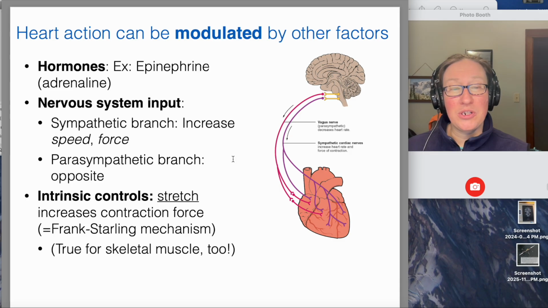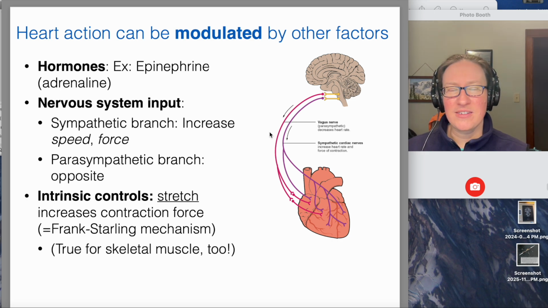There are also direct nervous system inputs to the heart, right? So you can just think, and if that changes sympathetic and parasympathetic inputs to your heart, that can change heart function as well. For example, the sympathetic branch of the nervous system input can lead to an increase in heart contractile speed and heart contractile force, right? That's illustrated here at these sympathetic cardiac nerves.